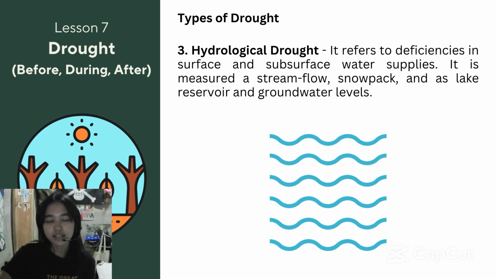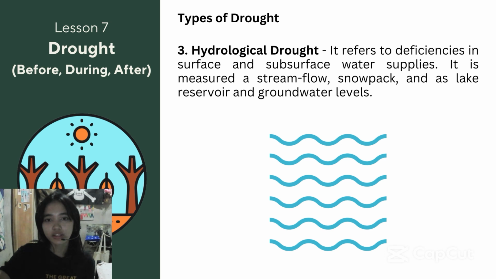It refers to deficiencies in surface and subsurface water supplies. It is measured as stream flow, snowpack, and as lake reservoir and groundwater levels. So, ang hydrological drought daw kay kakulangan sa tubig sa atoang natural resources like for example, mga falls, rivers, lakes, and other pa nga mga water supplies. So, mahitabo ra na siya if wala nay tubig nga supply sa atoang water resources.